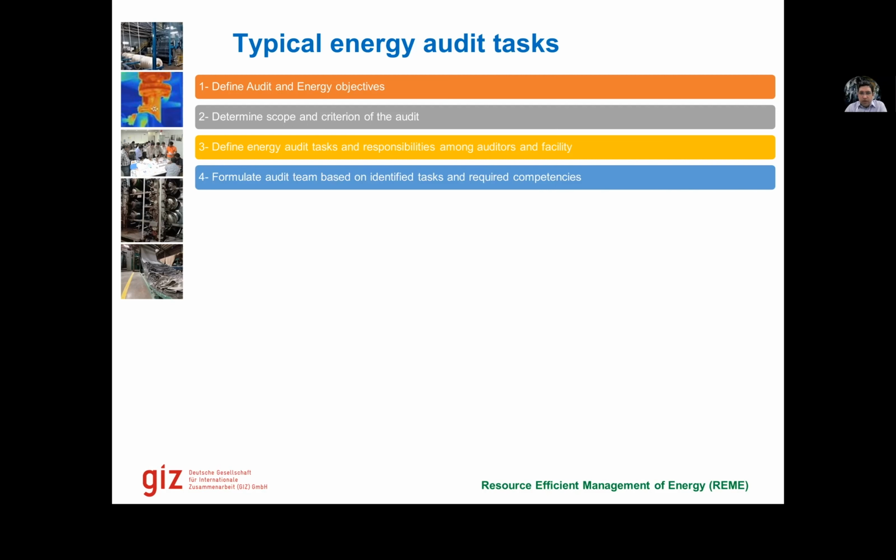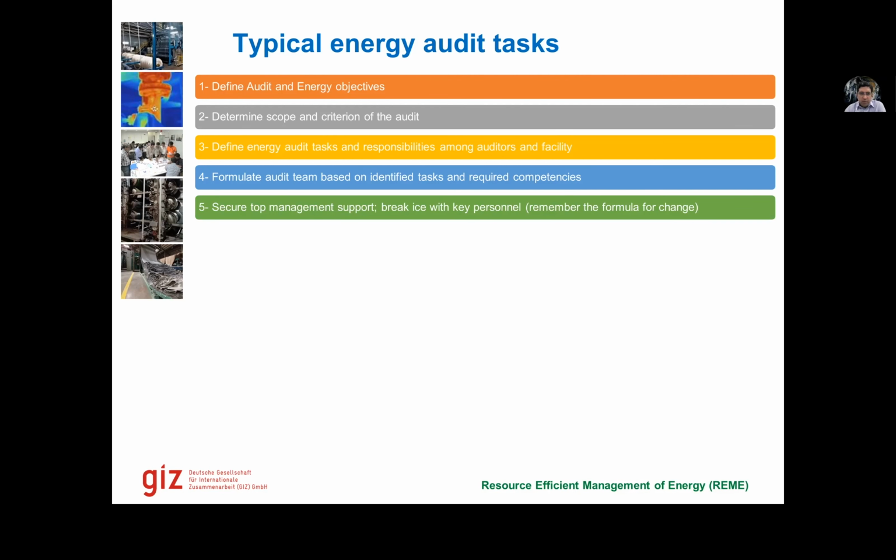Then formulating the audit team based on what tasks are needed, the scope and the audit objectives. Then we need to understand who are the experts that we need to include in our team, who are the people in the factory that we need to include, and what tasks will be conducted by each of our team members. Then we secure top management support and break ice with key people. So we need to ensure that the key people, production guys, utility guys, are not against us, but are with us. So for that, we need to break ice.